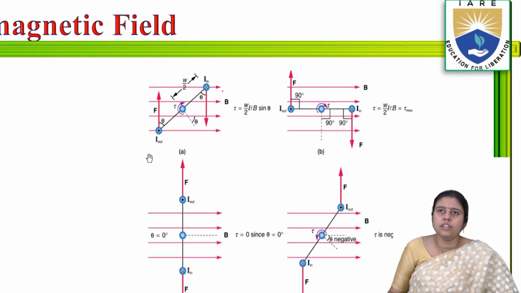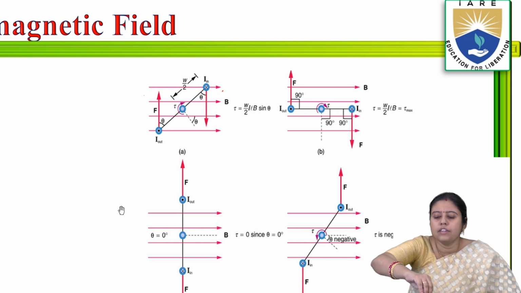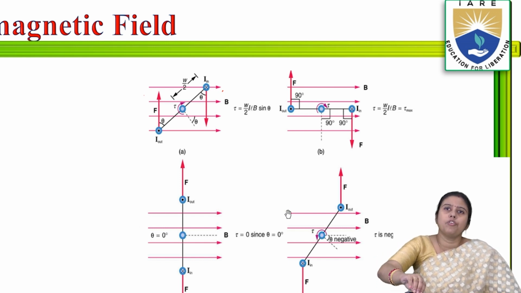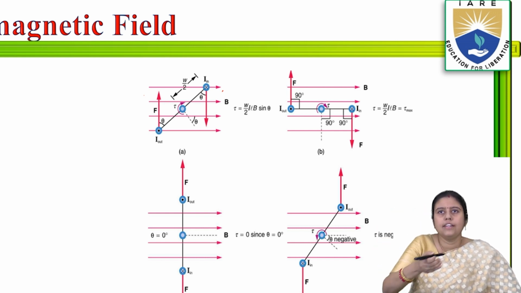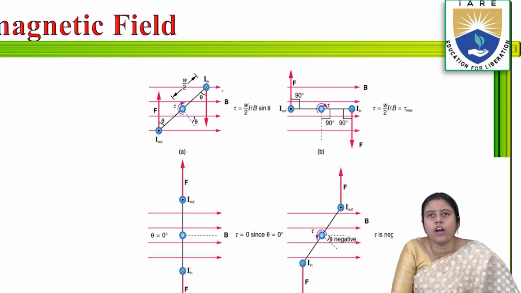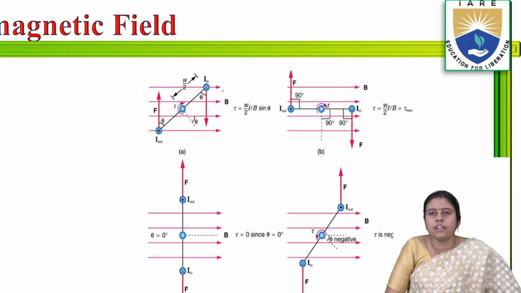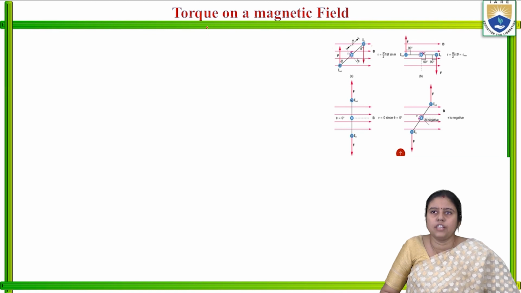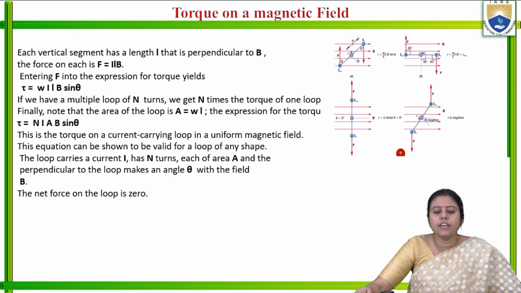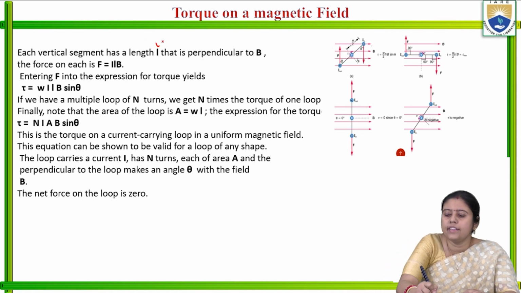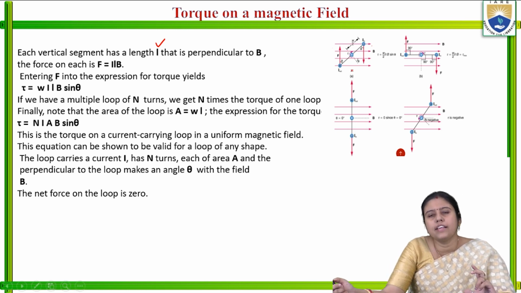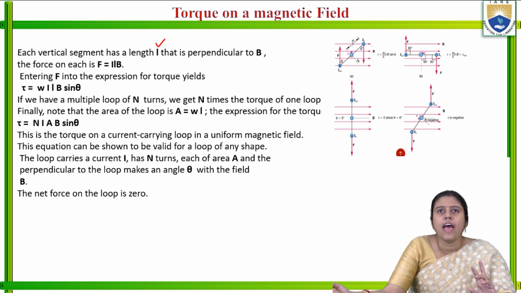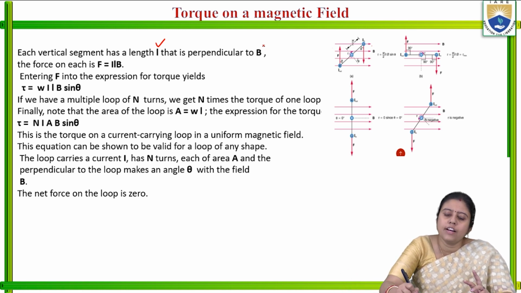So next we will discuss. When it is rotating, it may go into different positions. Here we have shown 4 positions: A, B, C and D. So when the coil is rotating, it will go into different positions. Each vertical segment has the length L, and it is perpendicular to the flux B.